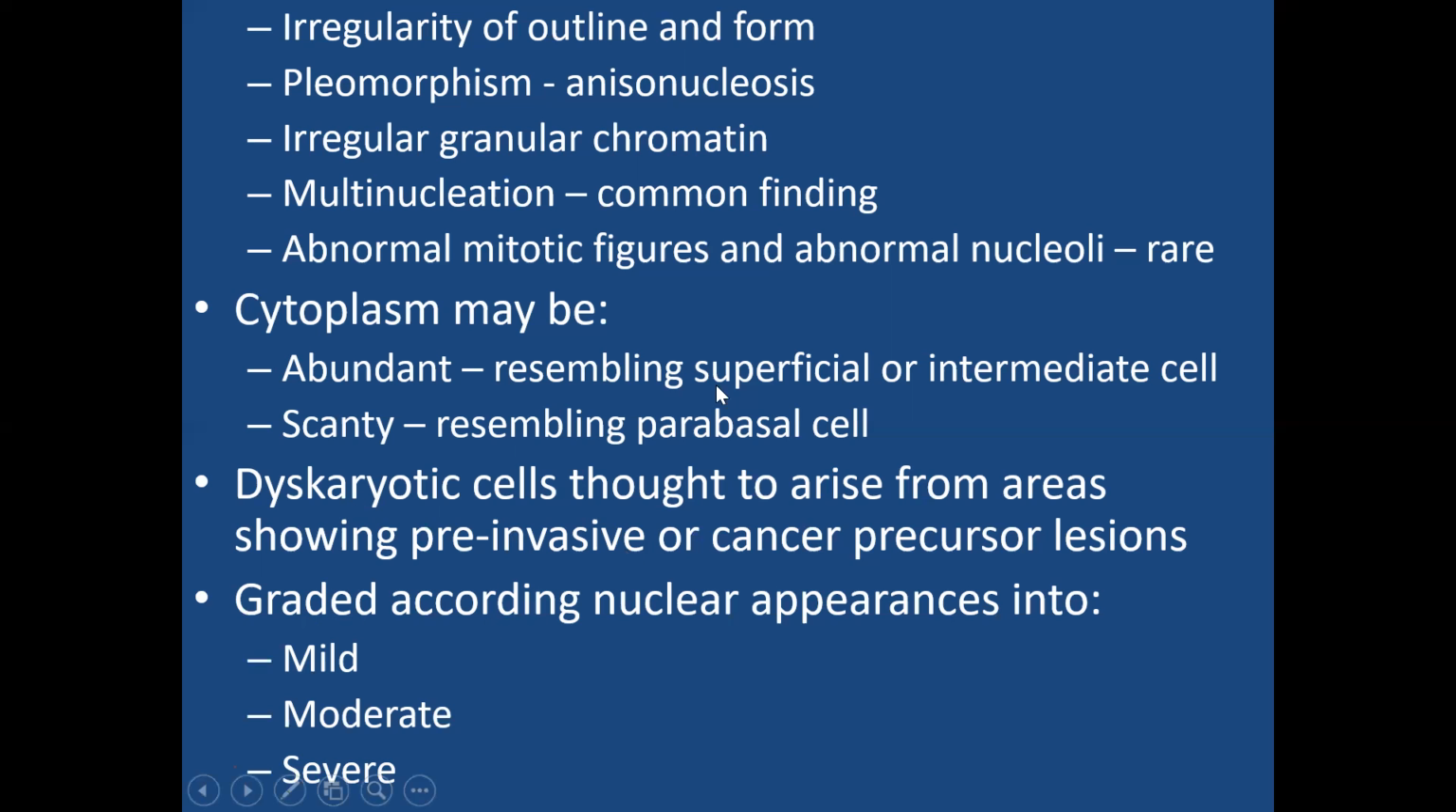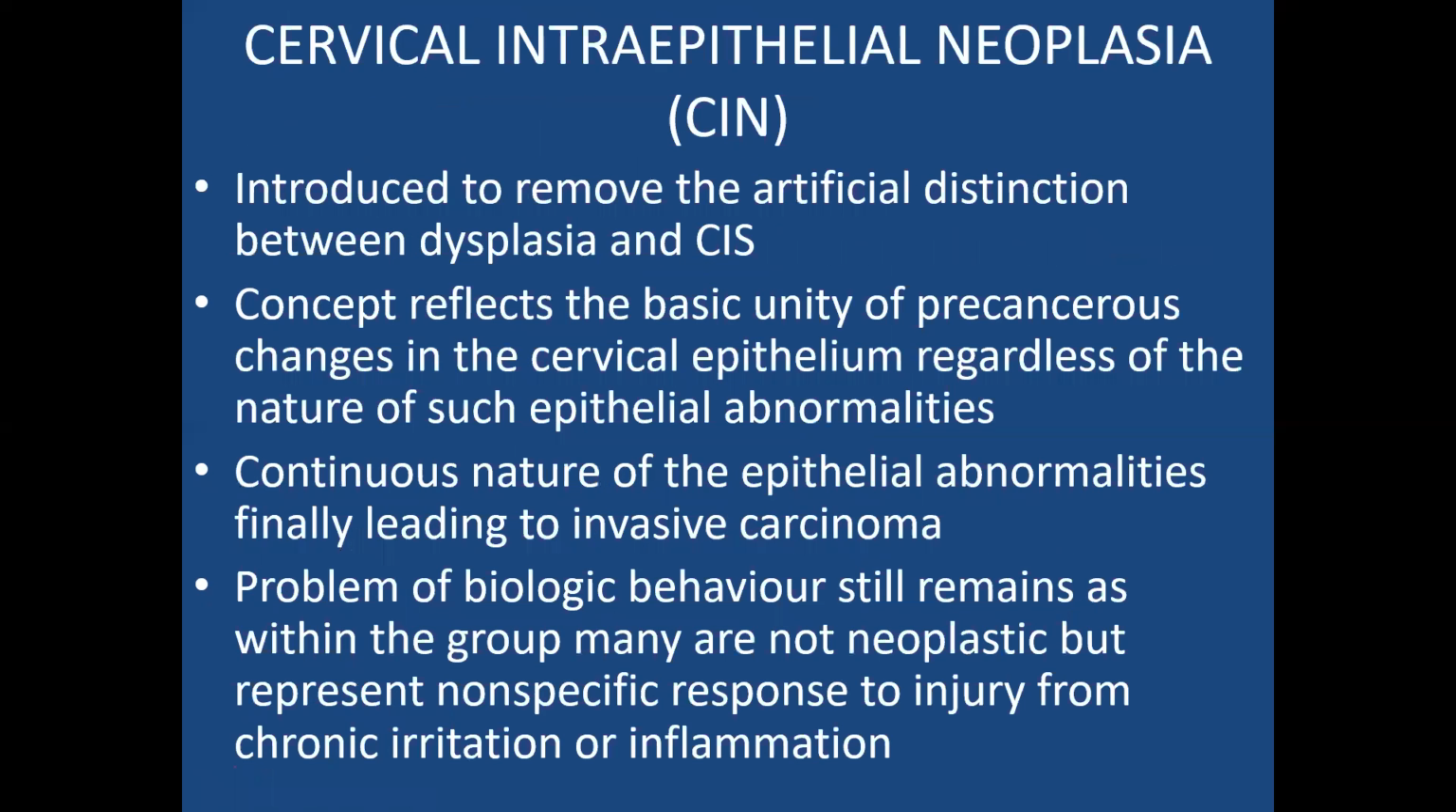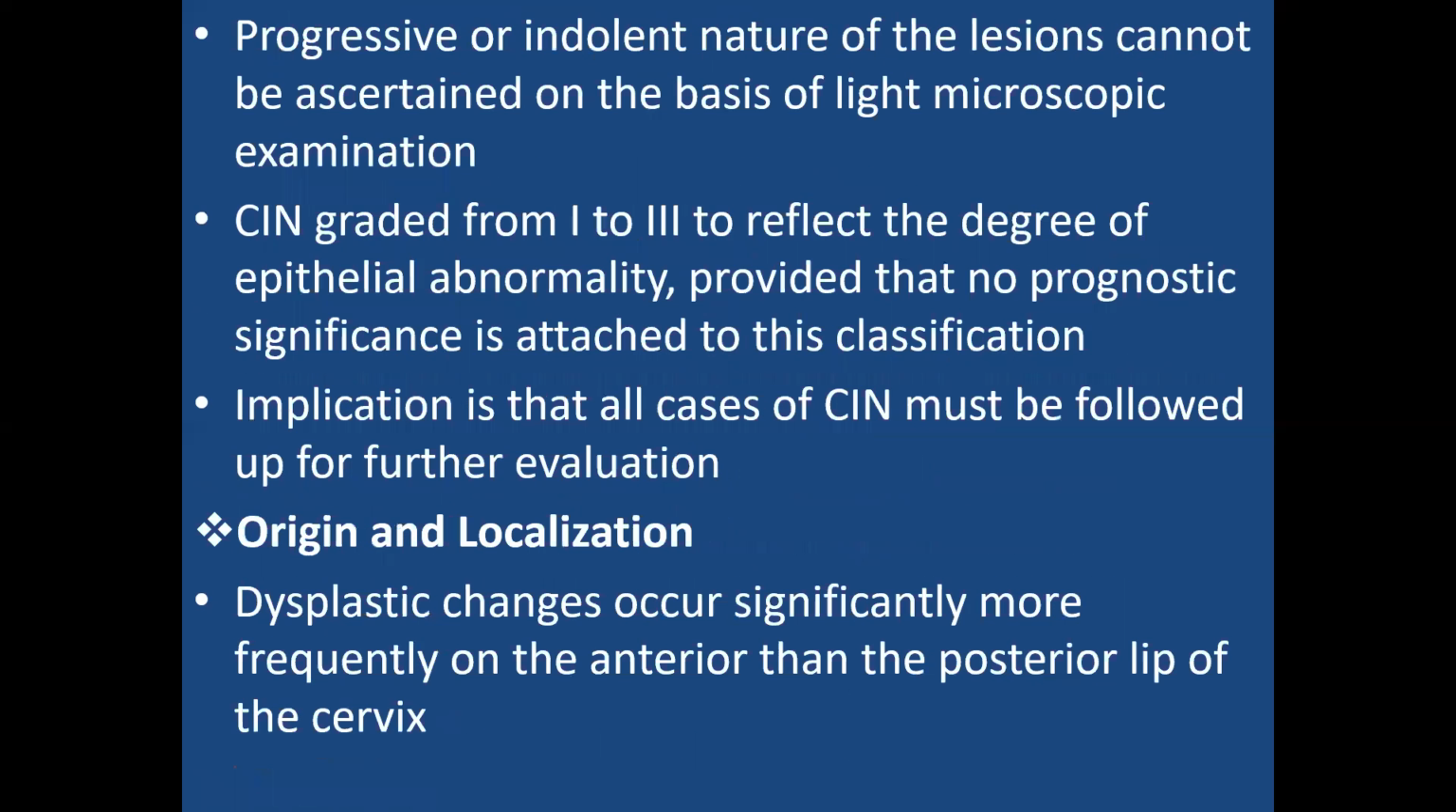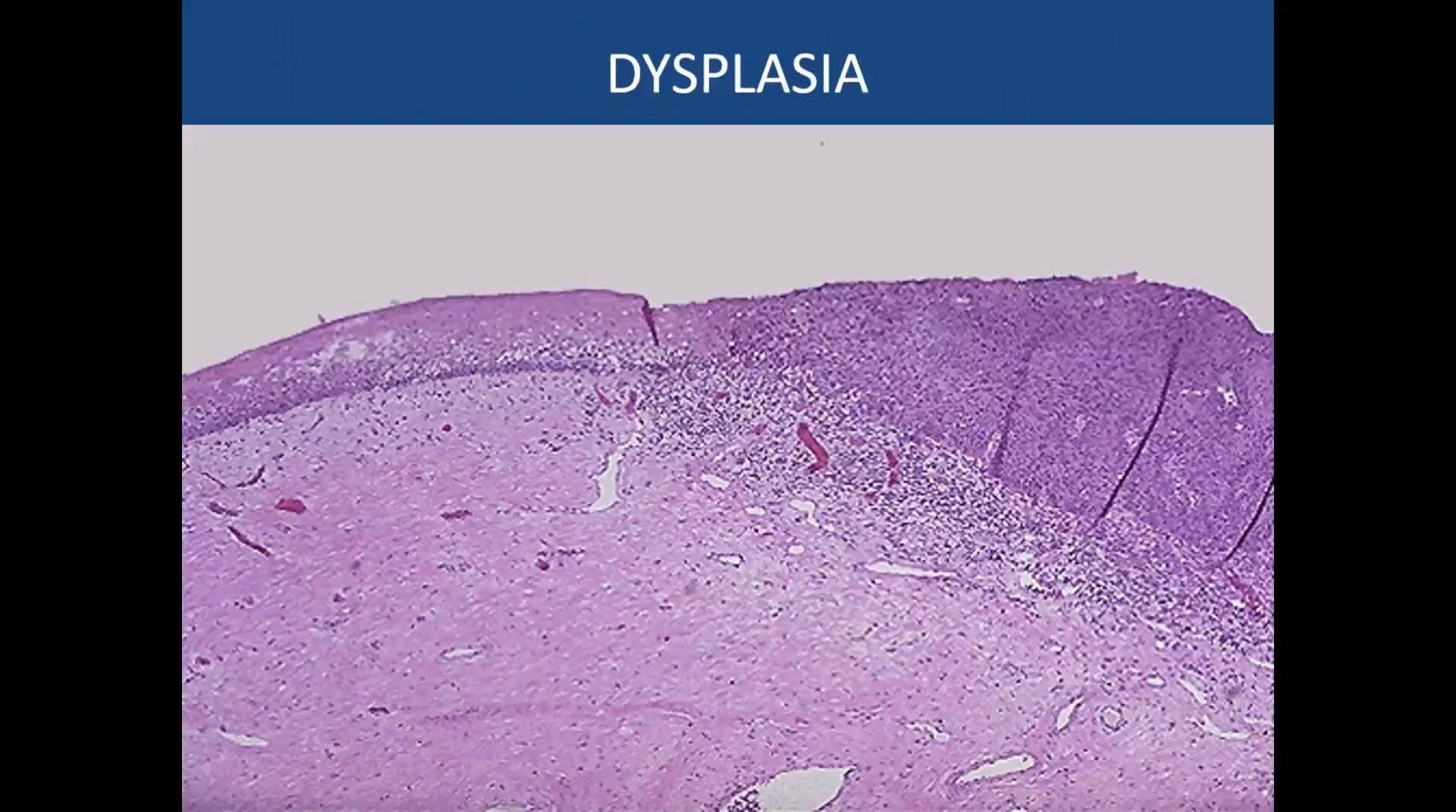So the dyskaryosis can also be graded according to nuclear appearances into mild, moderate, and severe. We can grade dyskaryosis just like we can grade dysplasia. But here, the grading is according to the nuclear appearance, not the level of the epithelium, because we cannot see the whole epithelium. This one is cytology. The other one was what? Histology. Okay. So I think this will be the last term we'll learn before we go to the BSCC terminology.